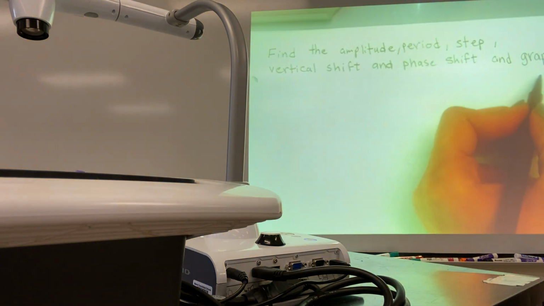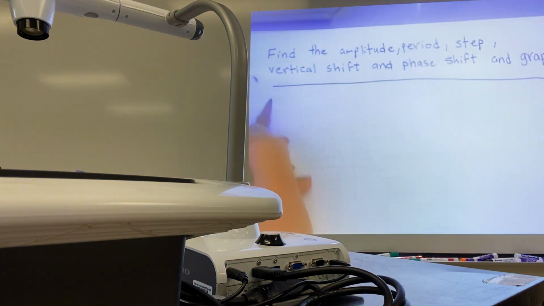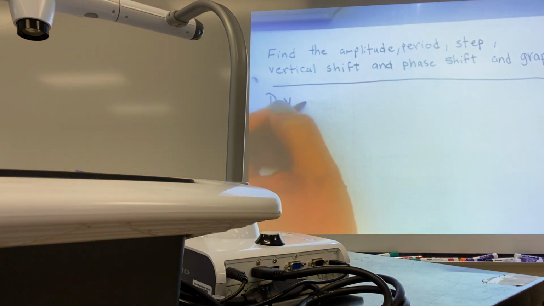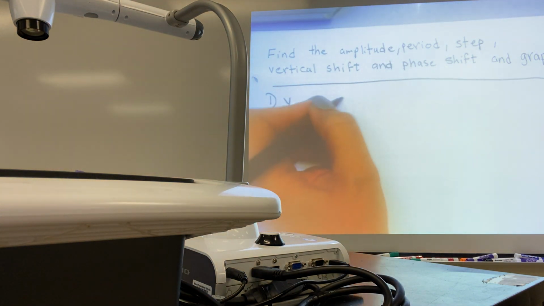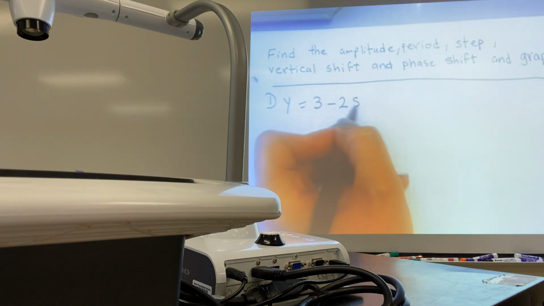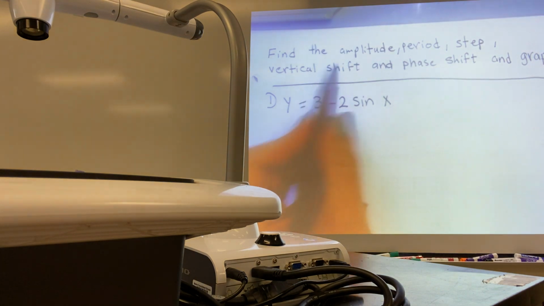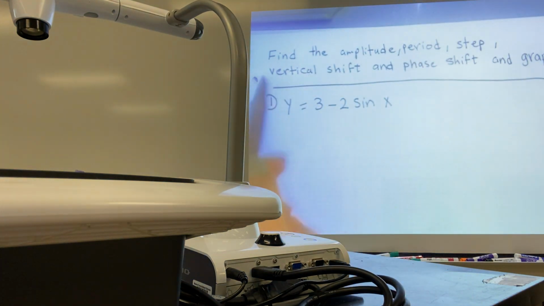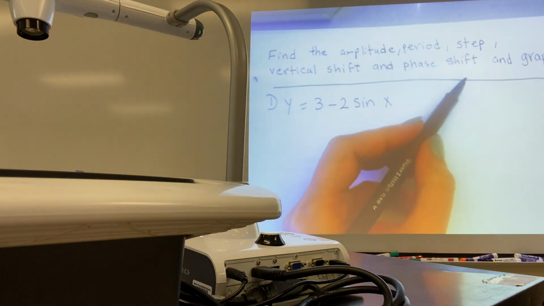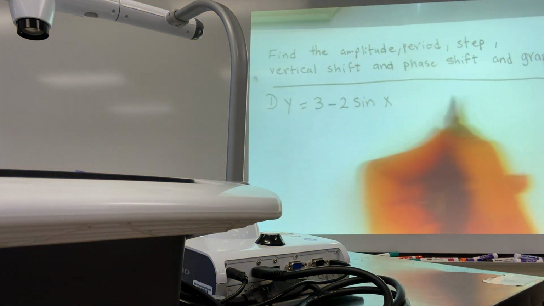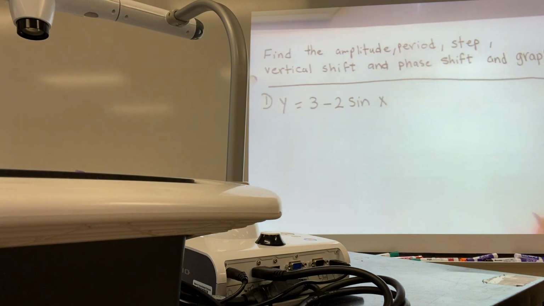So let's look at the first one here. The function is y equals 3 minus 2 sine x. So after finding the amplitude, period, step, vertical shift, and phase shift, we'll use this information to help us graph the function.